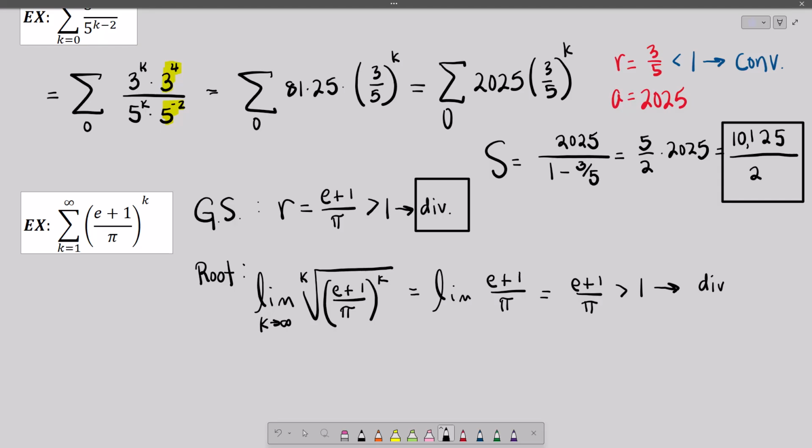So whether you go with the geometric series approach or you go with the root test approach, same thing. It just illustrates that, yeah, they should have the same conclusion. We end up in the exact same place.